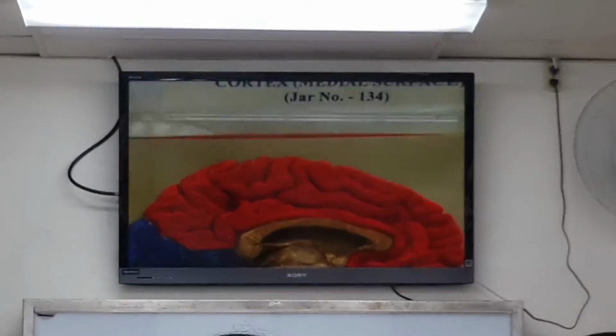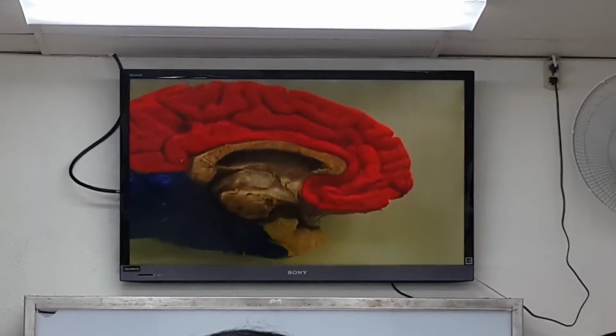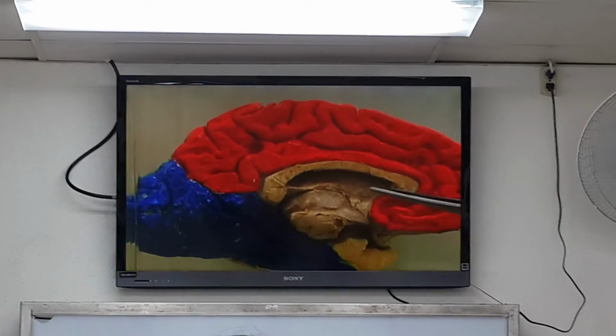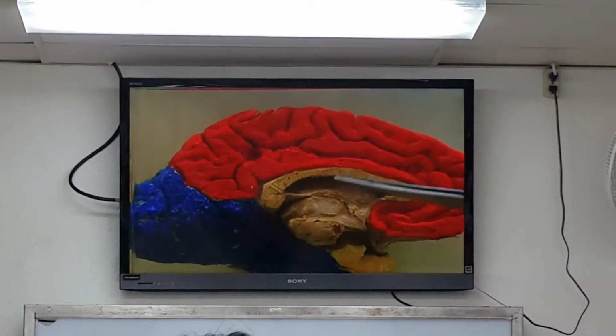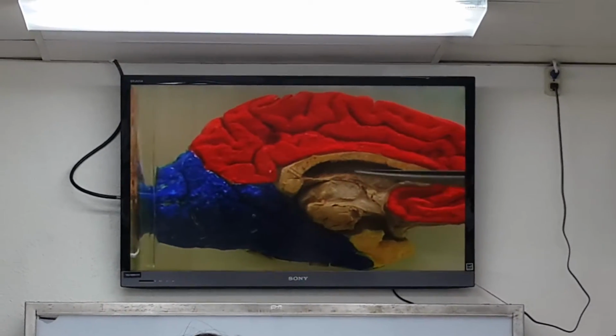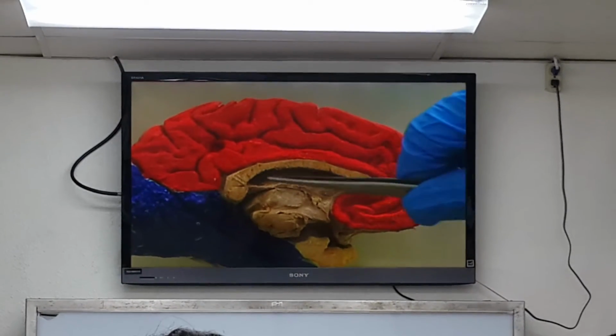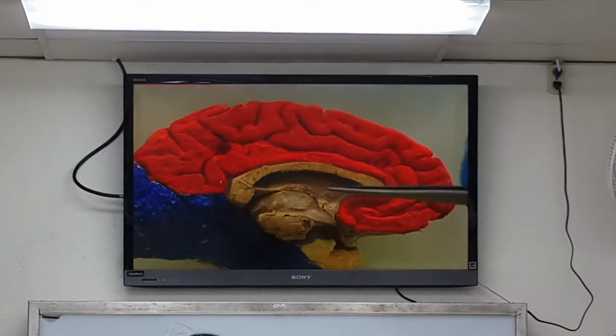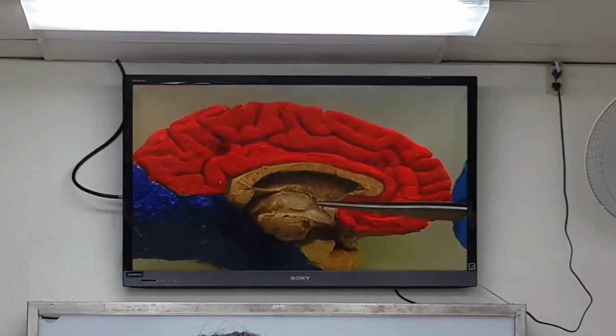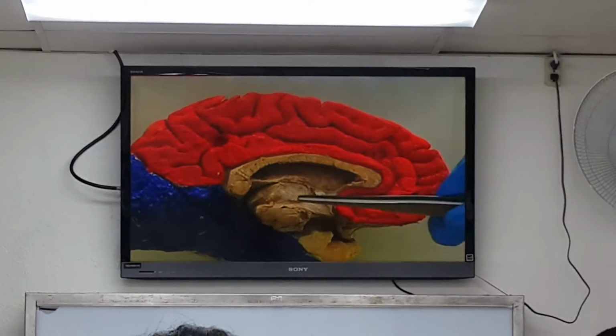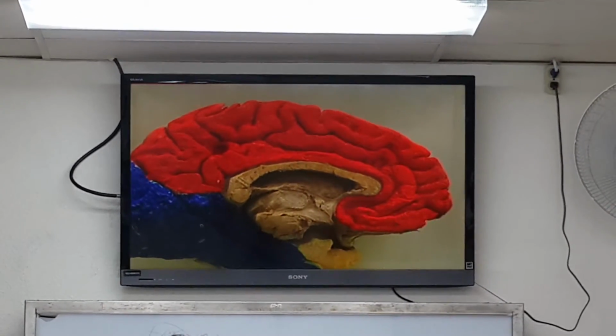Again, in this specimen, you can make out the lateral ventricle: the anterior horn here, between here is the central part, then this is the body of fornix, and here you find the opening, the interventricular foramen, thalamus, hypothalamus.